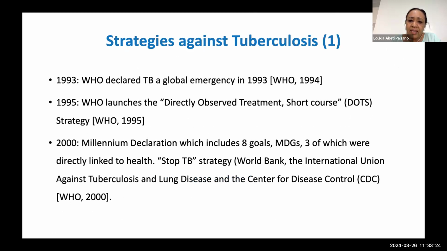In 1993, the WHO declared tuberculosis a global emergency. And two years after, the first strategy, the directly observed treatment short course, happened. With this strategy, people everywhere could have a treatment for 6 months, because before, each country could use its own treatment. But from 1995, every country must follow the WHO strategy. But after that, some problems appeared, like people with HIV, like multi-drug resistance.